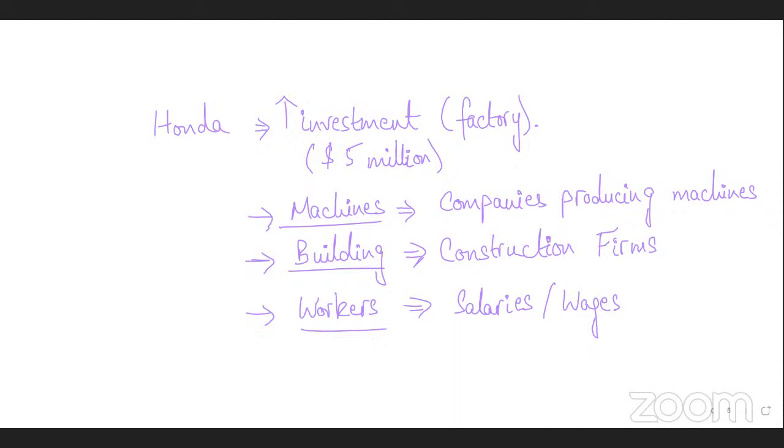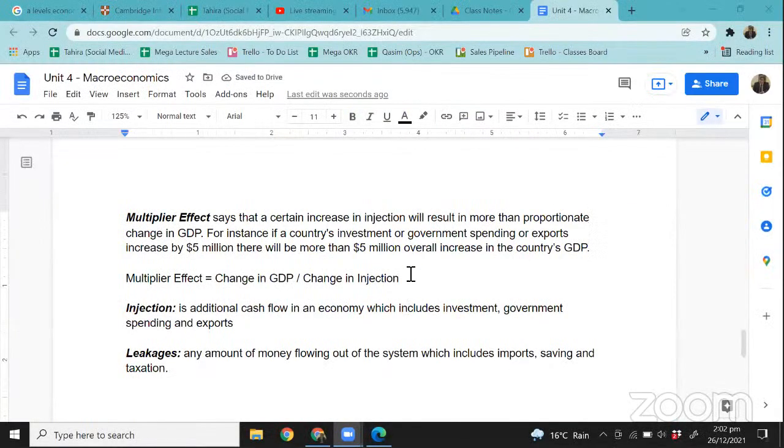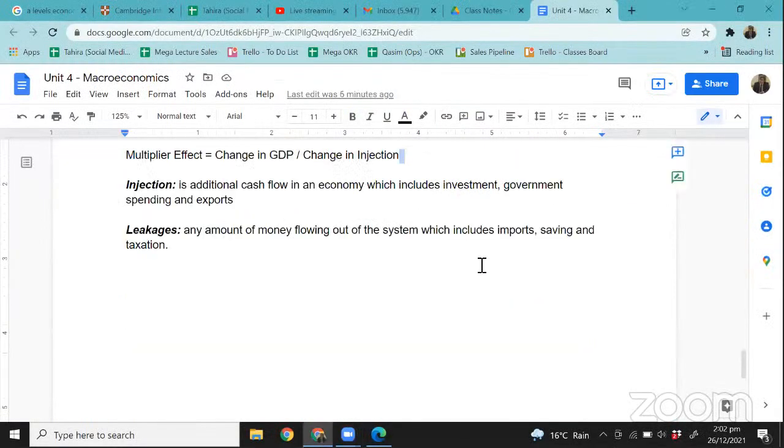Does this help, Preet? Is it making sense? Is there anything confusing? So let me write this down.